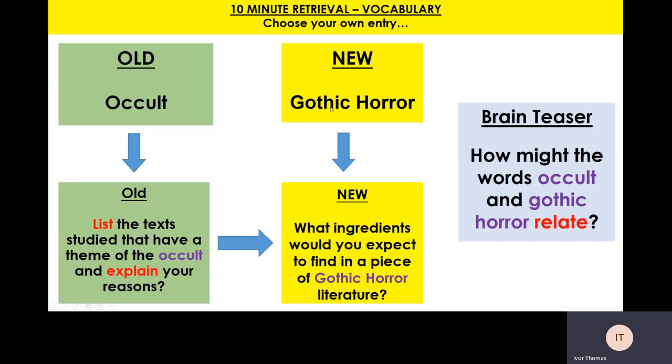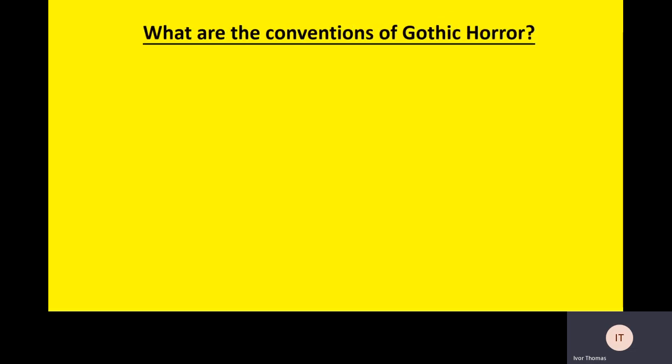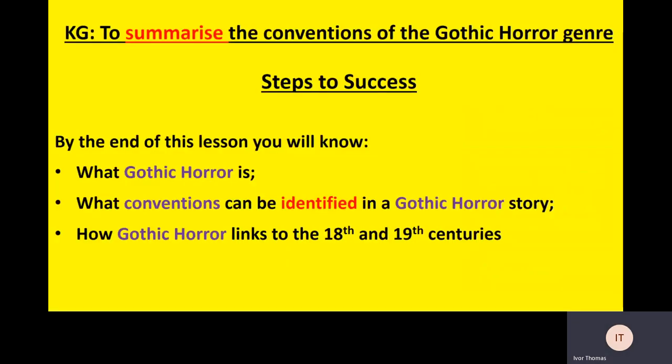Now, for Gothic horror, the definition of Gothic horror, I'd like you to make a list for me. So could you write the subheading down? What are the conventions of Gothic horror? All I want you to do for this lesson is to list the themes that you would expect to see in the stories such as Dracula, Frankenstein, and so on, vampire stories in general. We're going to look at what Gothic horror is, how to identify it, and how to link it to the 18th and 19th century.